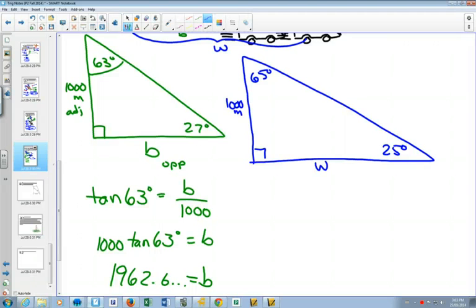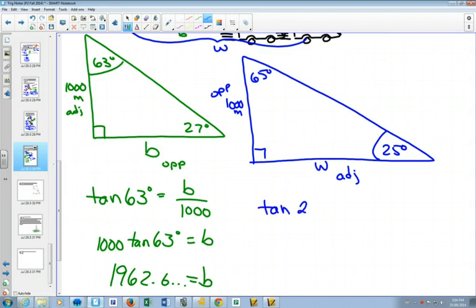The blue one. Do we have enough information to solve the entire triangle? Yes. So now we have to choose an angle. Angle 25. We want to find W. W is the adjacent side. We know 1,000 is the opposite side. So katoa, tan again.